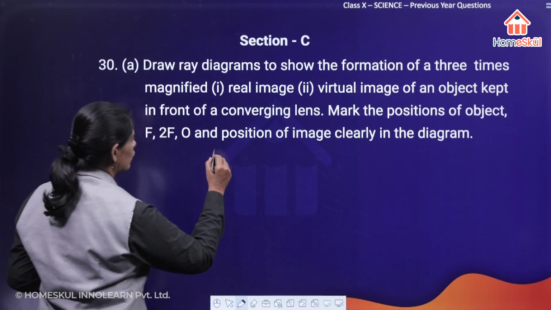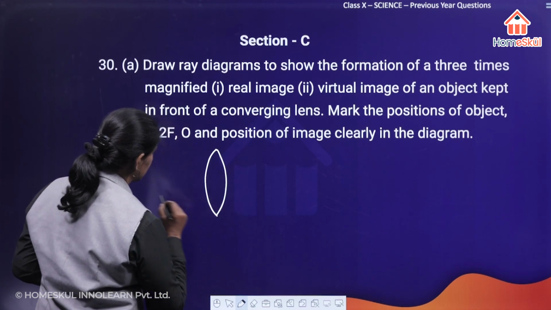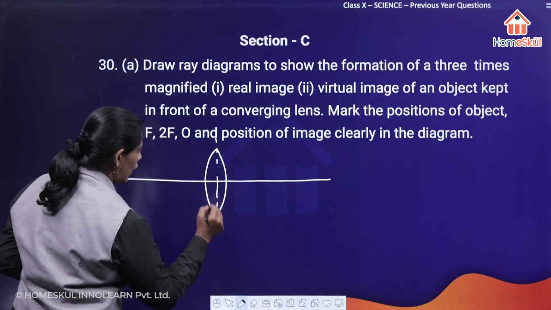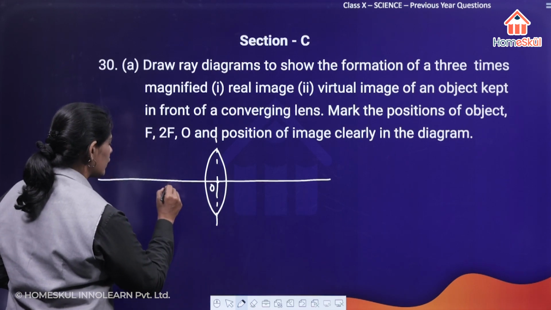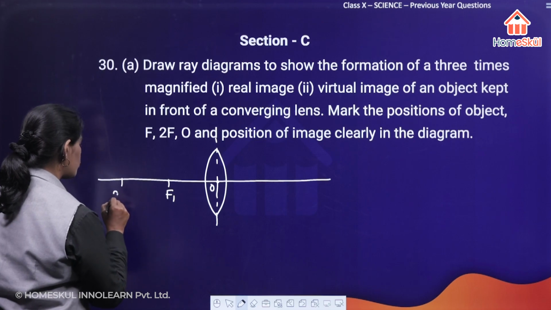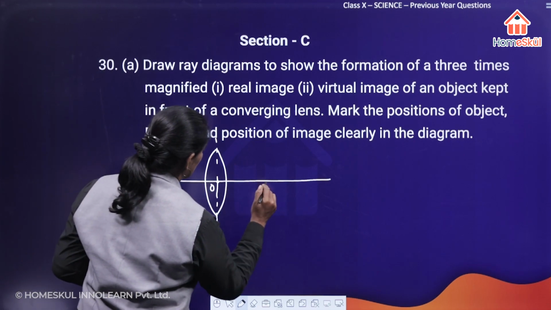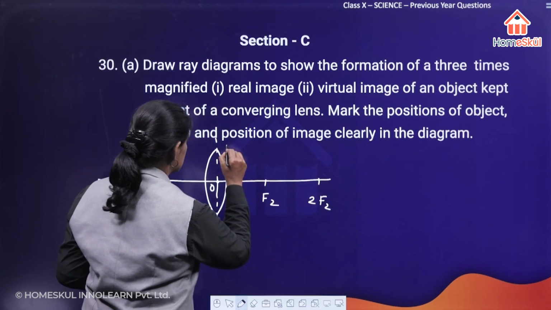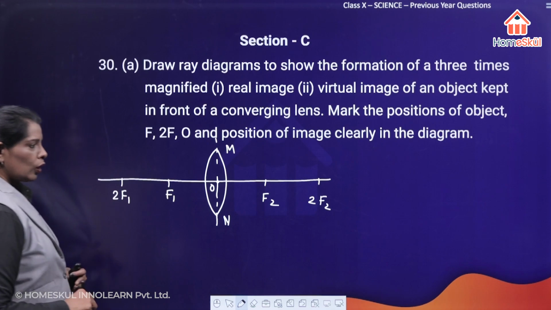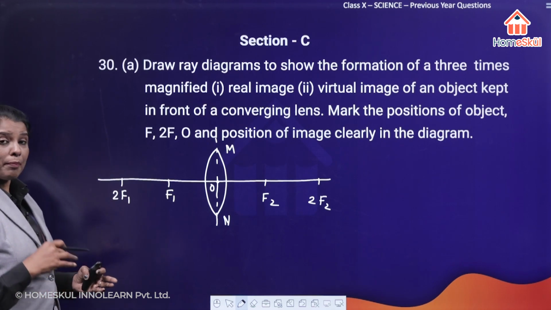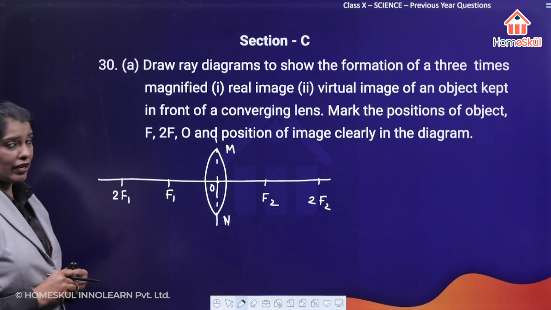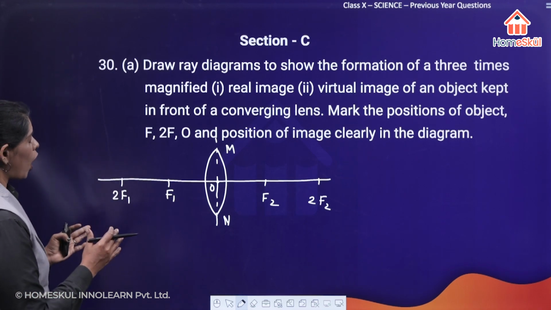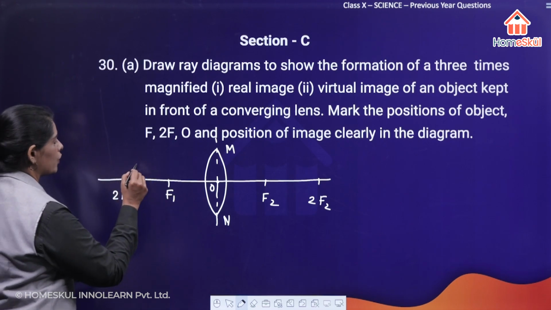Let us see the diagram over here. So this is our converging lens or the convex lens. This is our principal axis, and this represents the optic center. This is F1, 2F1, and we have F2 and 2F2. We can represent the lens as MN. Now we have to get a 3 times magnified image. And in which case will we get a magnified image? Of course, when we keep the object in between F1 and 2F1.